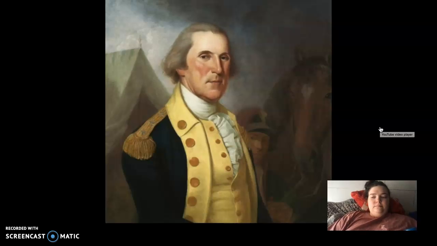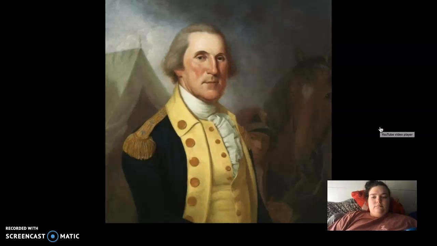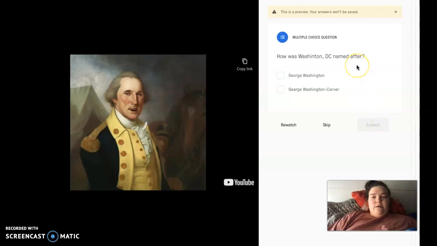Have you ever heard of Washington, D.C.? That's right, where the president lives, where the White House is. Washington, D.C. is the capital city of the United States of America, and it was named after me, George Washington. But the funny thing is, who is Washington, D.C. named after? George Washington or George Washington Carver?